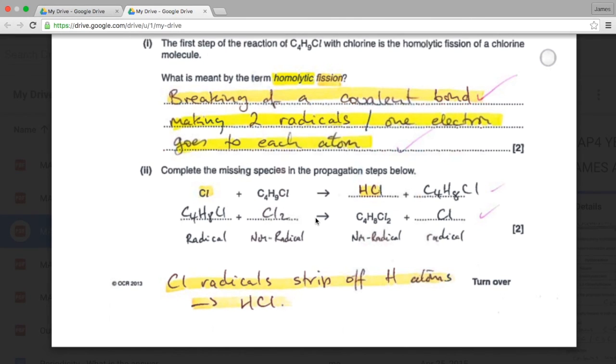That then feeds into the second propagation step. That's going to react with a non-radical. So in this case it's chlorine, Cl2. And we're going to get the second chlorine combining with this. So we're going to get the product, C4H8Cl2. And that would be left over as a chlorine radical.